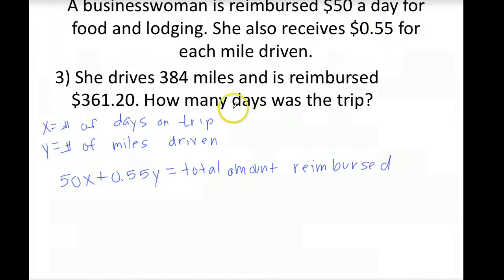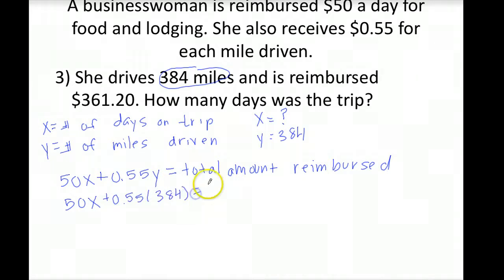Now here we're given a few things. We're asked how many days is the trip. So x is a variable we're going to be solving for, and we're told that she drives 384 miles. So y equals 384 miles. So we're going to substitute 384 for y. So our next step would get 50x plus 0.55 times 384. Now we're told her total amount reimbursed is $361.20. So we're going to put 361.20. And now we have a one-step linear equation to solve for.